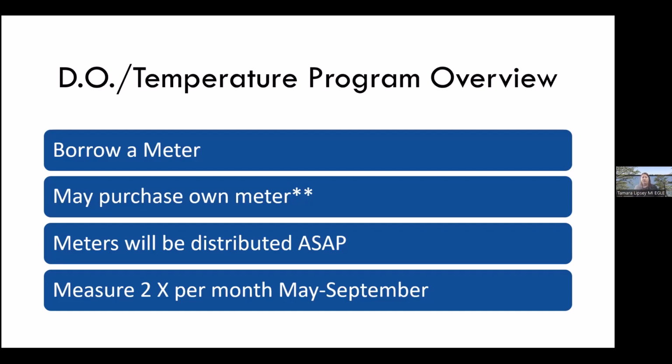You're going to measure dissolved oxygen and temperature twice a month, starting this month, May through September.